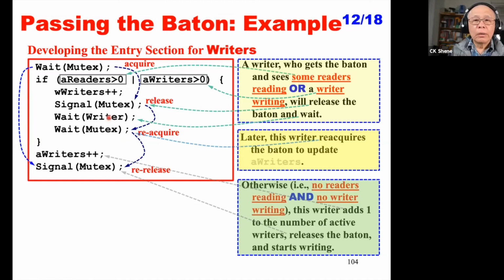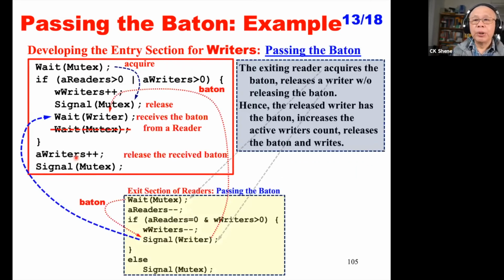When this writer is released, either by a writer or by a reader, it must reacquire the mutex in order to access the active writer count. So very simple, is it? So please pause before we get to how to use the pass the baton technique.